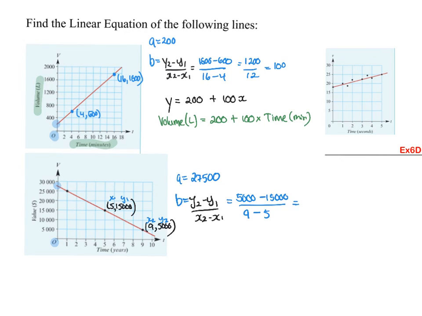Now, looking at that line, how it's going downwards, what do we expect the gradient to be, a positive or a negative? Yeah, negative. There's things like that that you should look out for just to make sure. So I've got negative 10,000 over 4, yeah? Which equals, what's that? Negative 2,500, is that right? Yeah. So that's things you can check.